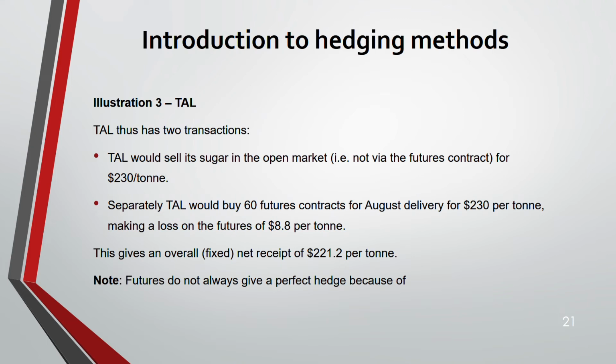But futures do not always give a perfect hedge. You need to understand why. And for this, they might ask you a discussion question on why you cannot perfectly hedge. Number one, basis risk. What is this basis risk? Because we told you futures are standardized. Do you know the duration of a future? It's 3 months. We have March future, June future, September future, December future. We only have futures for 3 months.